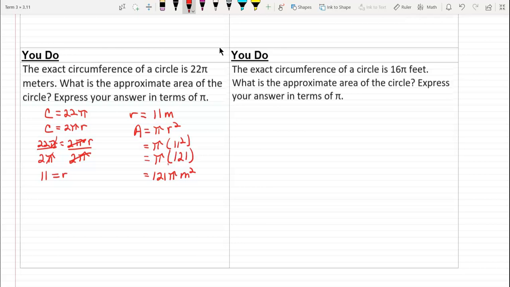Moving on to our second you do problem, we have a circumference of 16 pi feet. So let's use C equals 2 pi r here again because we're looking for the radius. So we'll plug in 16 pi for the circumference. Leave the 2 pi as it is. Then divide by 2 pi. So that tells me that the radius equals 8.